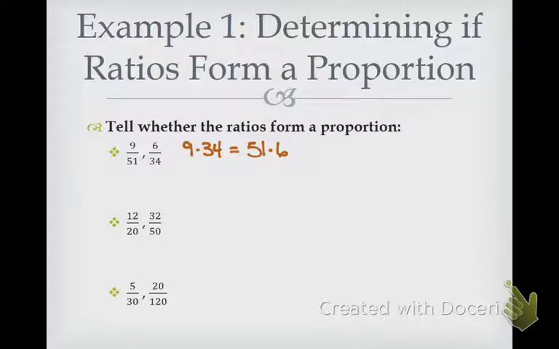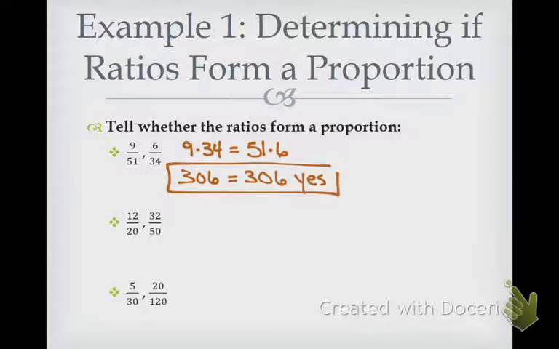So what value did you get when you did 9 times 34? 306. What did you get when you did 51 times 6? 306. So your answer is yes. You must say yes or no, because again it says tell whether or not. So you have to actually answer it. This is your work, your proof, but this is your answer. If all you say is yes or no, then all you do is just flip a coin, right? So the 306 equals 306 is your proof that you actually solved it.